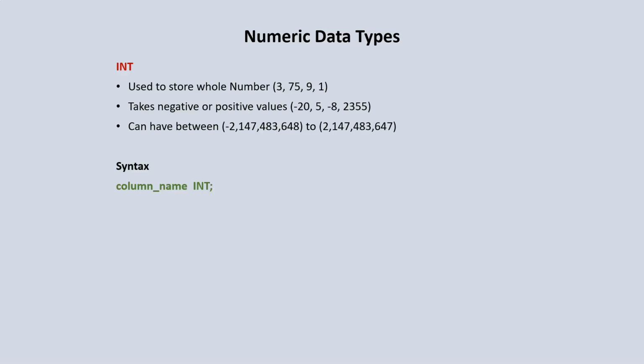Int is used to store whole numbers or integers. These are numbers that does not have fractions, and it has a range as indicated here. For us to use the int data type, we have to include the syntax. And the syntax is you write the column name, that's the name of the column, followed by the data type, which is int.